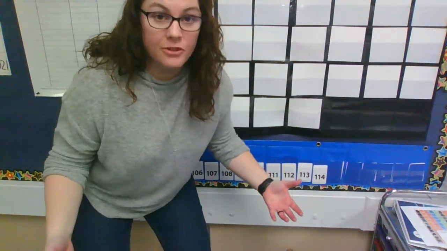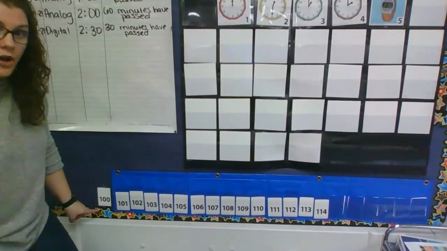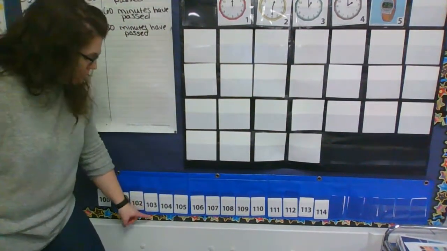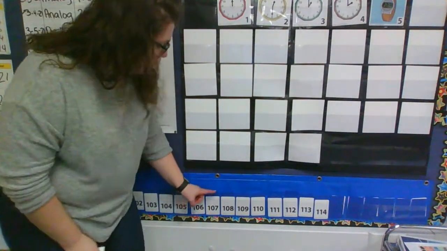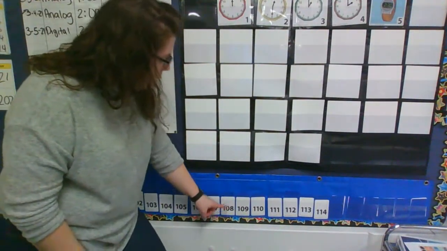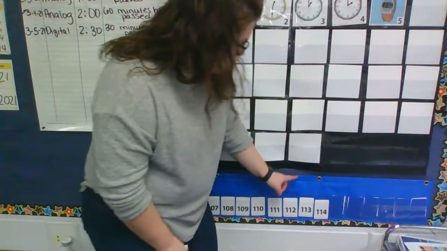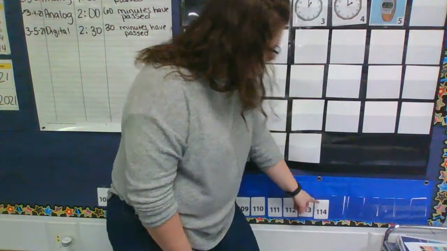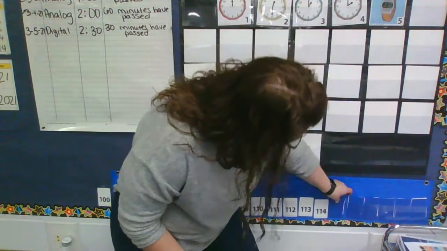15. Let's count it out from 100 and make sure we get that right. Try to get this so you can see it all. Ready? Starting at 100, let's count on. 100, 101, 102, 103, 104, 105, 106, 107, 108, 109, 110, 111, 112, 113, 114, 115. Let's see if we're right.